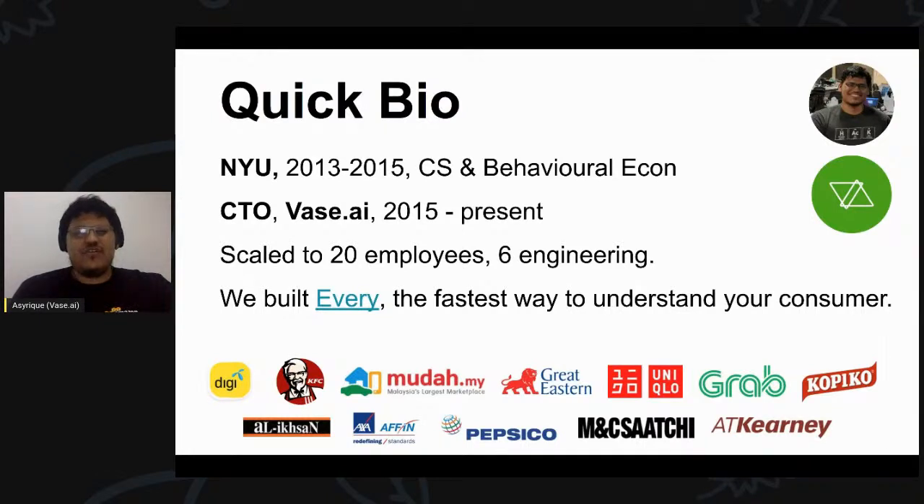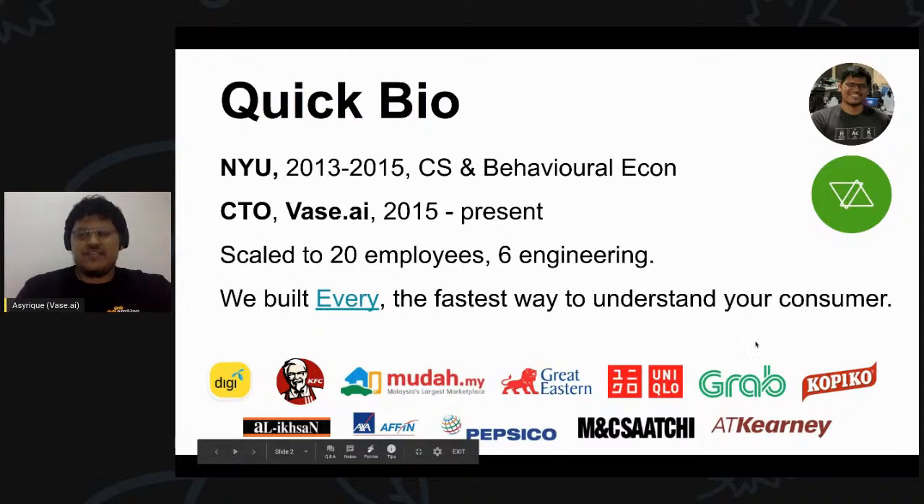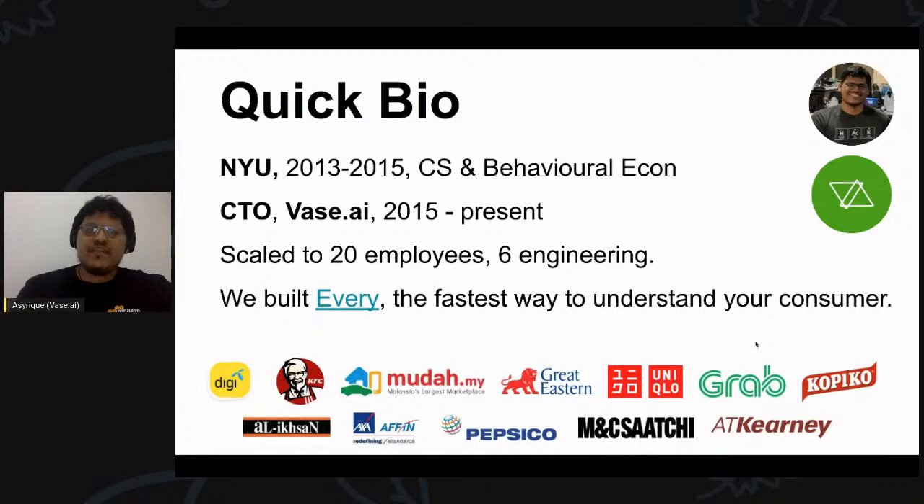I studied in uni from 2013 to 2015 on computer science and behavioral economics, but I dropped out to start Vase.ai, for which I've been the CTO from 2015 until present. Currently the company is at 20 employees, 6 of which are engineering, and we build Every, which is askevery.com, the fastest way for you to understand your consumer. Some of the logos below are the kind of businesses who buy our software platform.